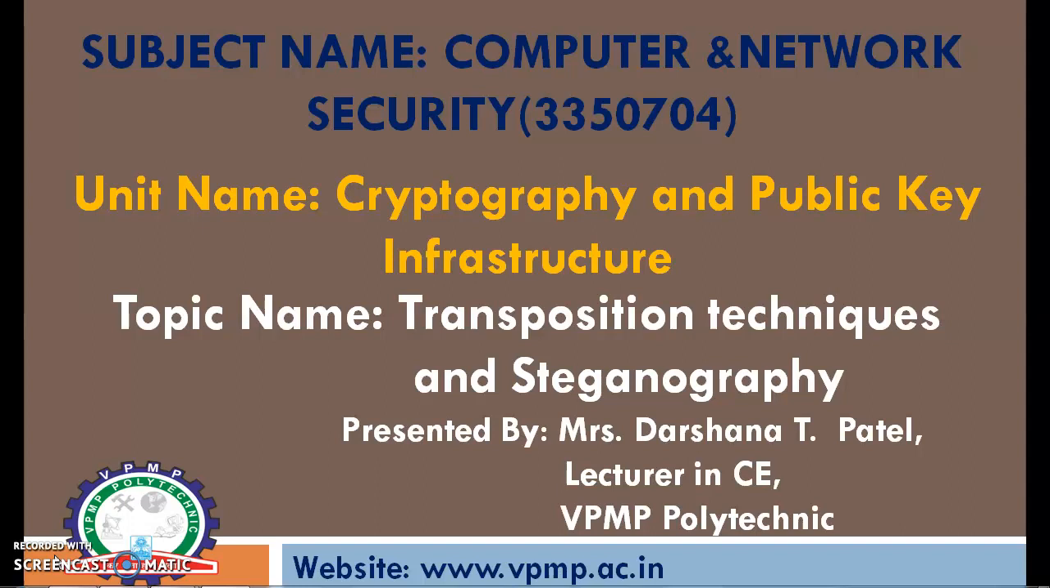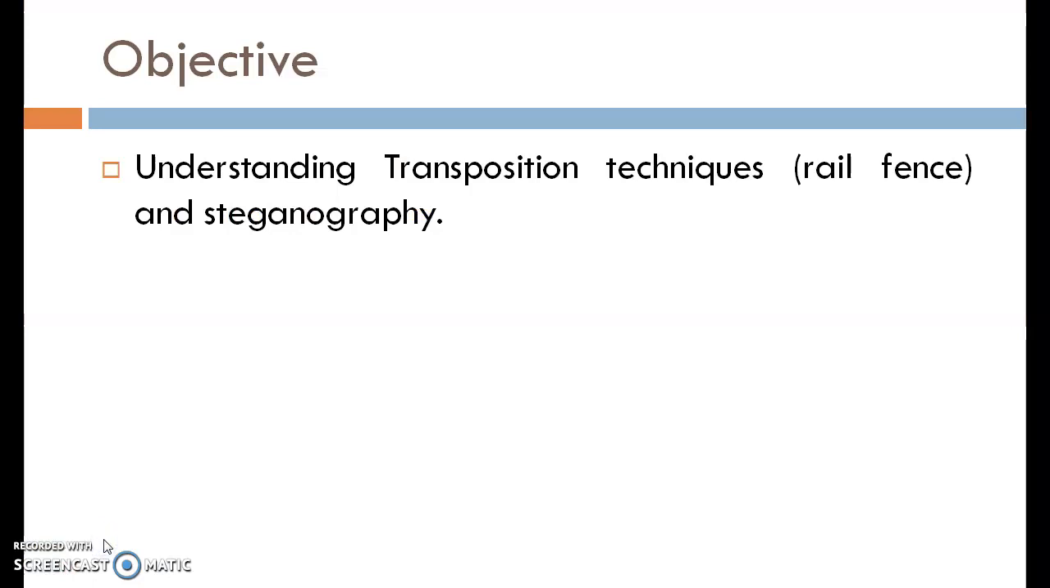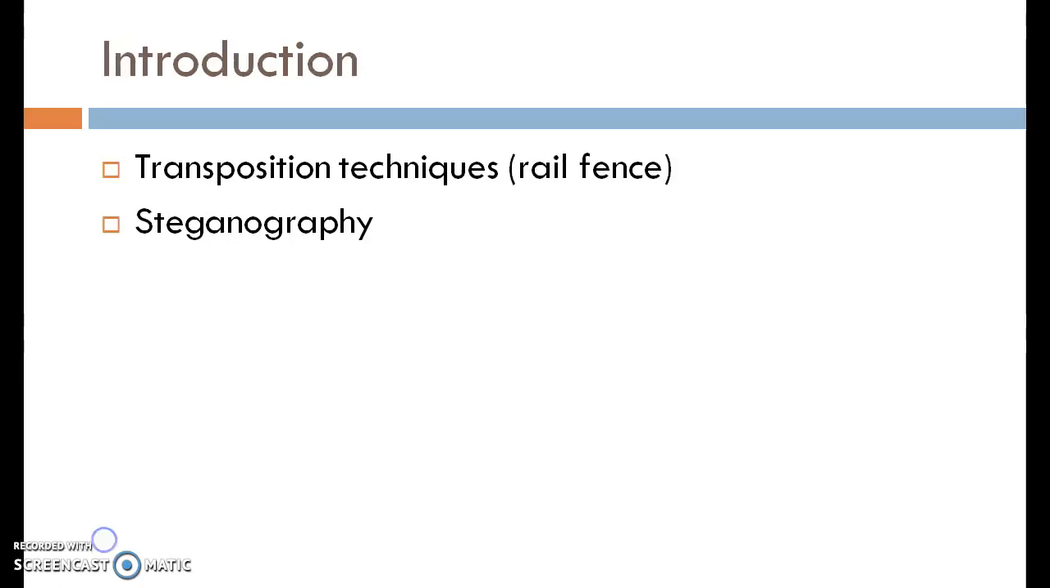Today I am taking the topic of transposition techniques and steganography of unit number 3, cryptography and public key infrastructure, of CNS subject. After watching this video, the students will be able to understand the transposition techniques and steganography. Now, introduction. The video covers the topics of transposition technique, that is the rail fence technique, and steganography.